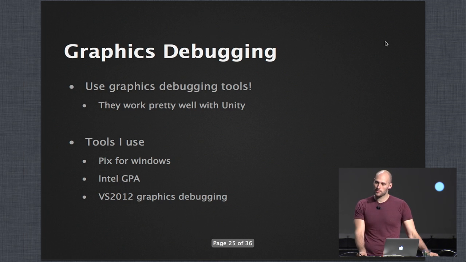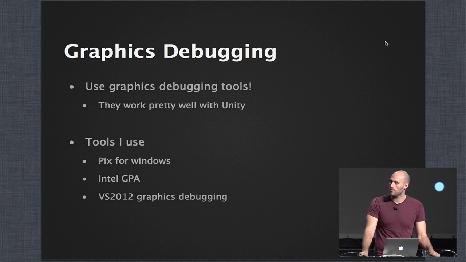Now, there are a few tools that you can use for graphics debugging on the GPU side, and they actually work quite well with Unity. The tools I normally use are PIX for Windows, which is an older style debugger, Intel GPA, and Visual Studio 2012 graphics debugging. When you use these tools, it's important to remember to build your standalone player with the developer mode enabled, because otherwise you won't get some nice symbols we insert in the outputted result.